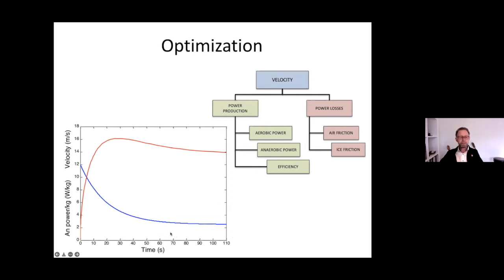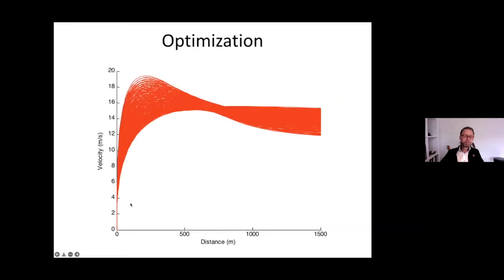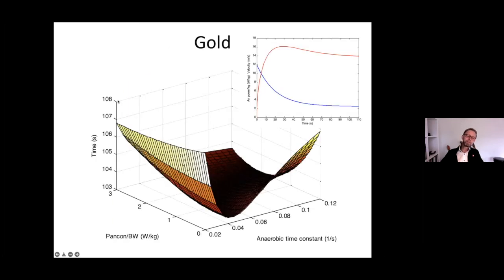And we looked if we could get a better velocity or a better performance of these athletes if we distribute it a little bit different. So what we did, an optimization. That means that you have thousands and thousands of ways how to skate the 1500 meter for each athlete. And of course, there is a certain optimum. And that optimum can be seen here.